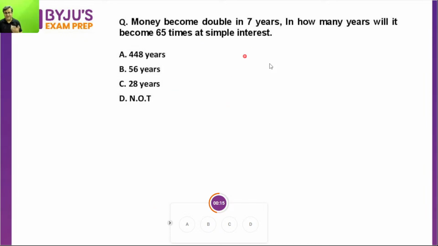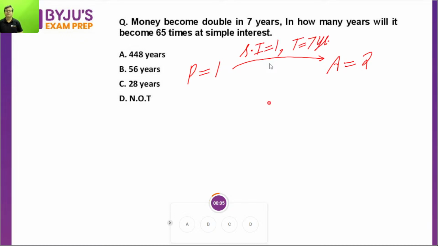The option is right. Very good. At least now you could do that. If principal is 1, it will become 2. So interest is 1. Time is 7 here. So if principal is 1, amount is 2, so simple interest is 1. So what about time? Time is 7 here.